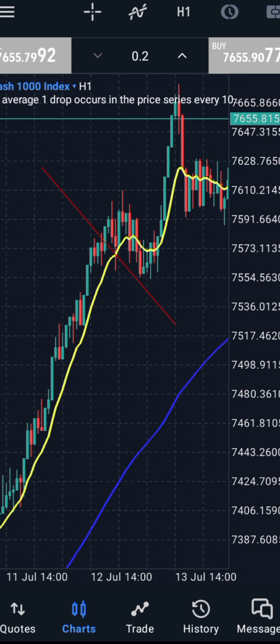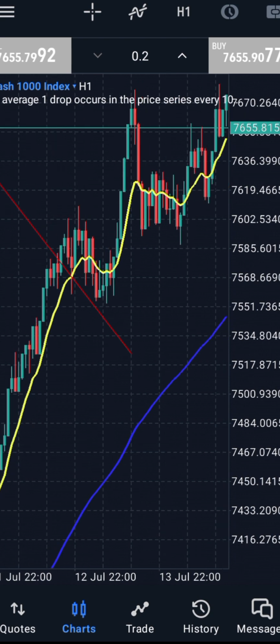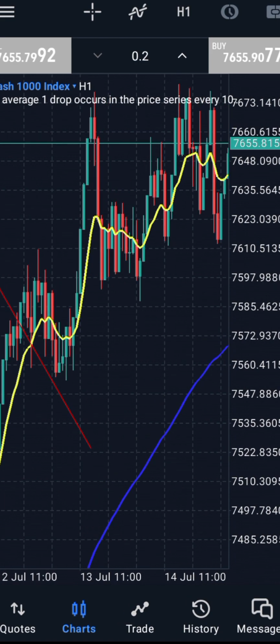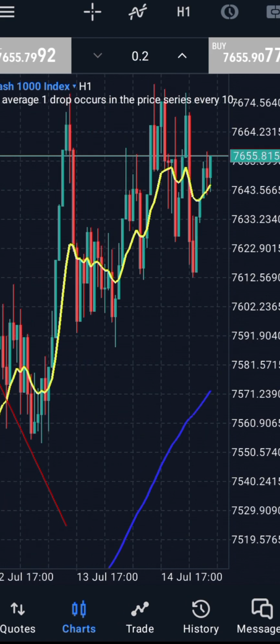Even when it crosses below and it crosses over, I place another trade. I make profit. It crosses below and this takes over. So when the market was, this is Crash 1000.